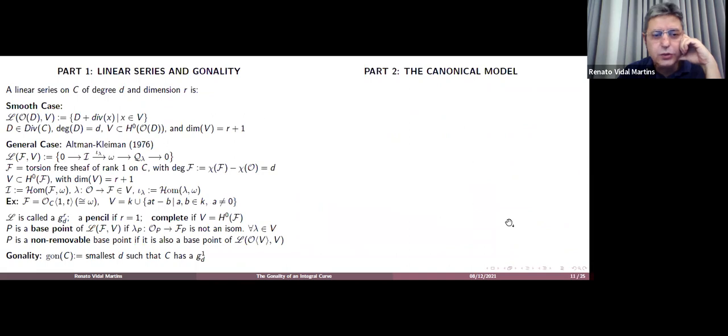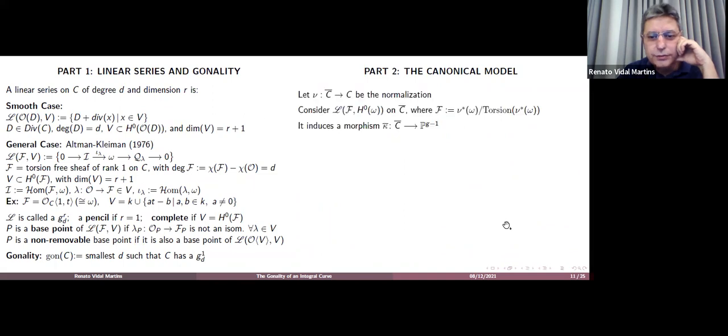So part 2, the canonical model. Let ν from C bar to C be the normalization. Consider this linear series where F is the pullback of ω modded out by torsion. You take the global sections of the dualizing sheaf and you induce a morphism from C bar, the normalization, to P^(g-1). And then you define that C prime, the image of this morphism, is the canonical model of C.